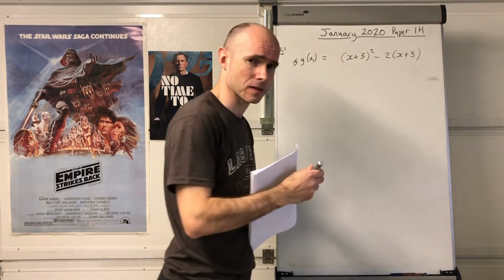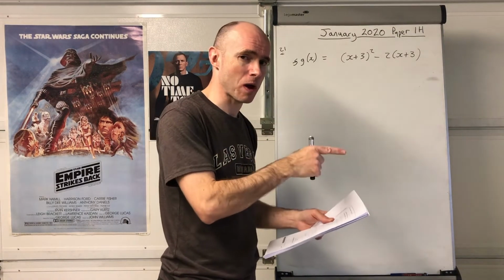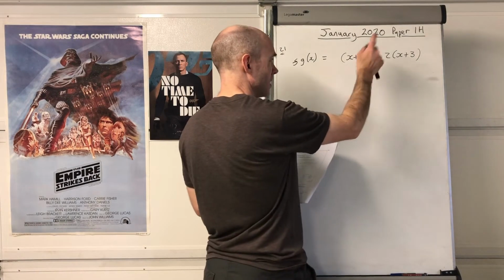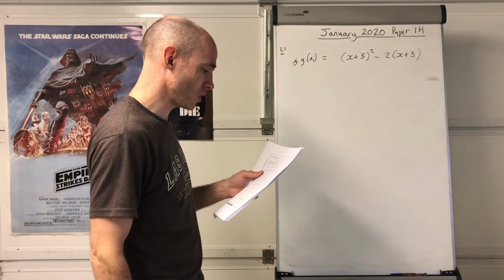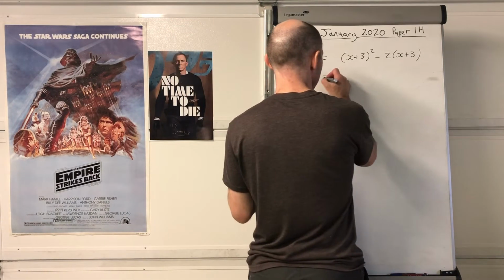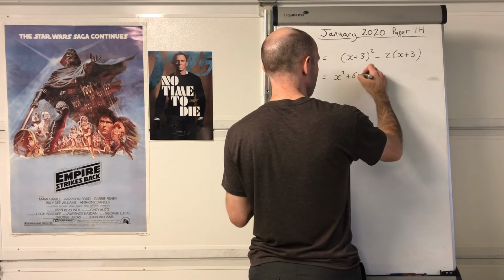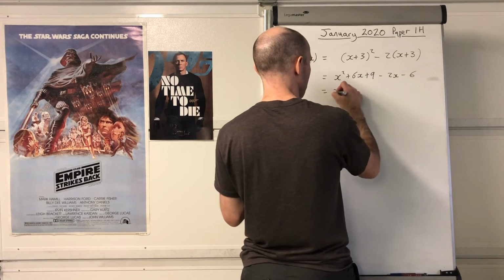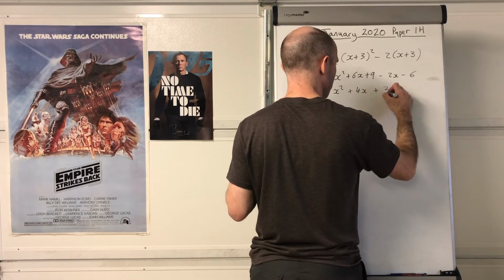Does that make sense? Because the function f means you're going to put something in, square it, and subtract 2 times your input. If your input is x plus 3, then you've got to square that and subtract 2 times x plus 3. You've got to simplify that first of all. So let's expand the brackets there. Hopefully you can do it simply. x squared plus 6x plus 9, and then subtract 2x, subtract 6, and that's going to be x squared plus 4x plus 3.